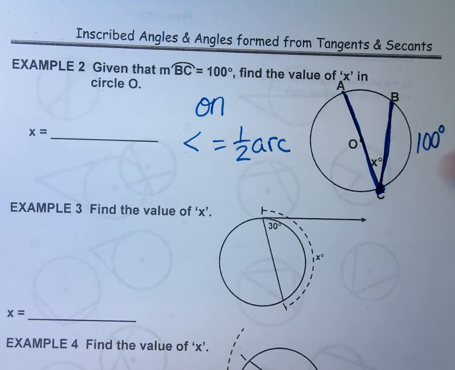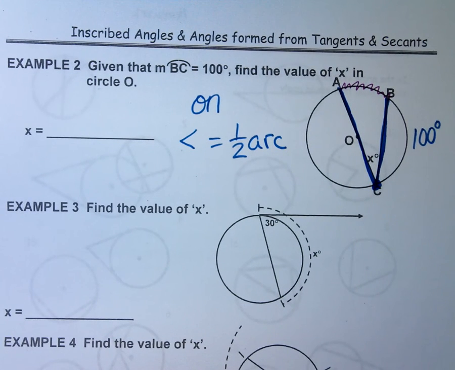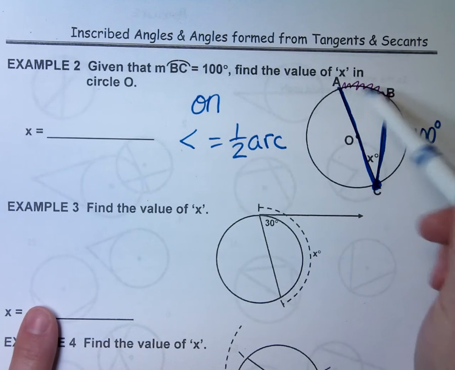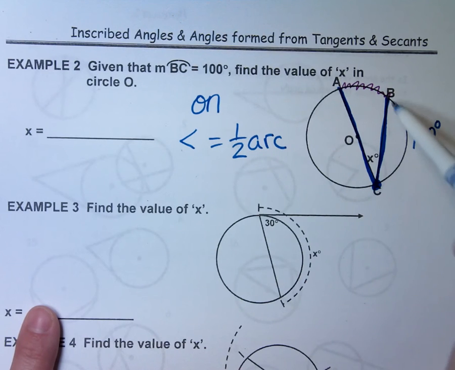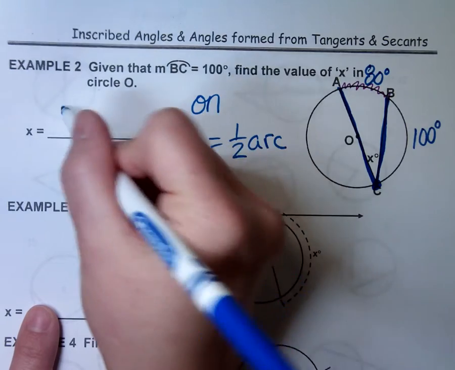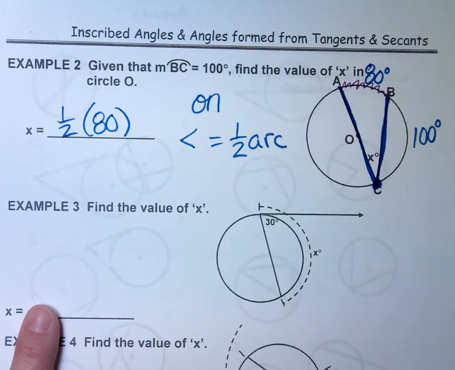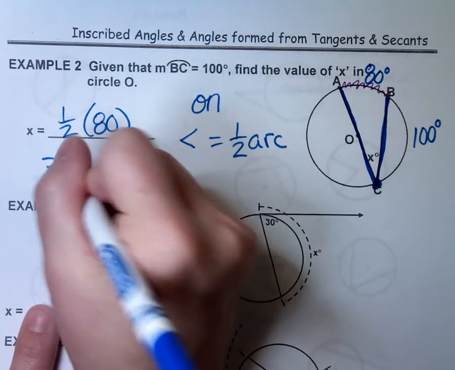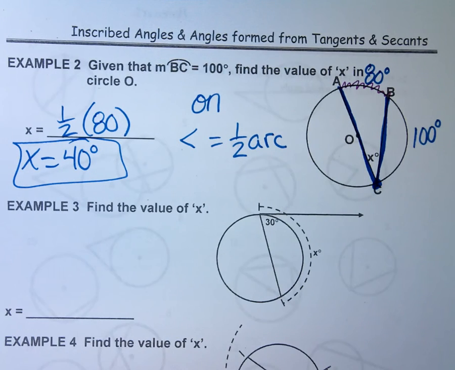Do you know which one the intercepted arc is? A to B. So I need to know what that is. Wouldn't that be 80? It is 80. Yeah. Because this is a semicircle, right? And so if this is a semicircle, that's 180. And this piece, if it's 100, then this piece up here is 80. Okay, so x would be half of the intercepted arc, which is 80. And what is half of 80? 40. And that's what angle x is. So if the vertex of the angle is on the circle, it's going to be half the intercepted arc.